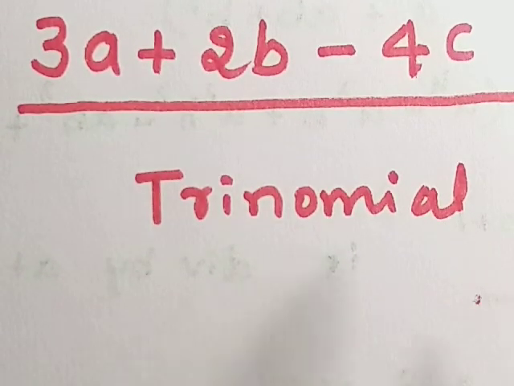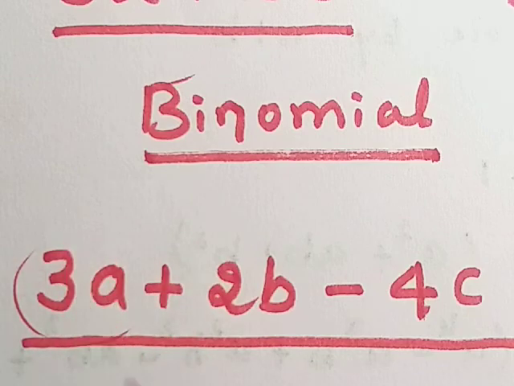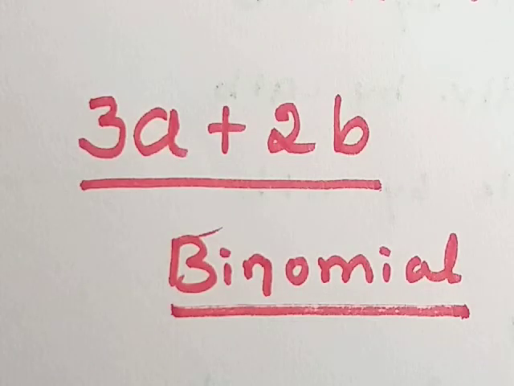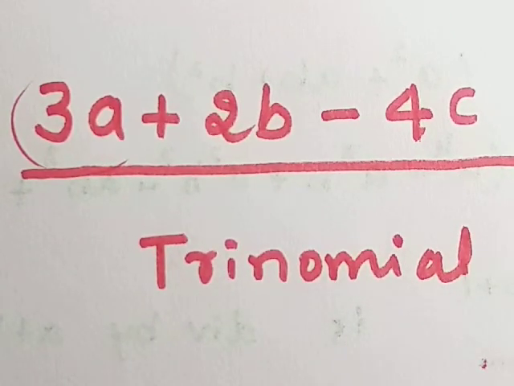Then if we go on, first single term, we call it as monomial. Two terms, then we call it as a binomial. Three terms, we call it as a trinomial. And if it is more than three terms, then we call it as polynomial.